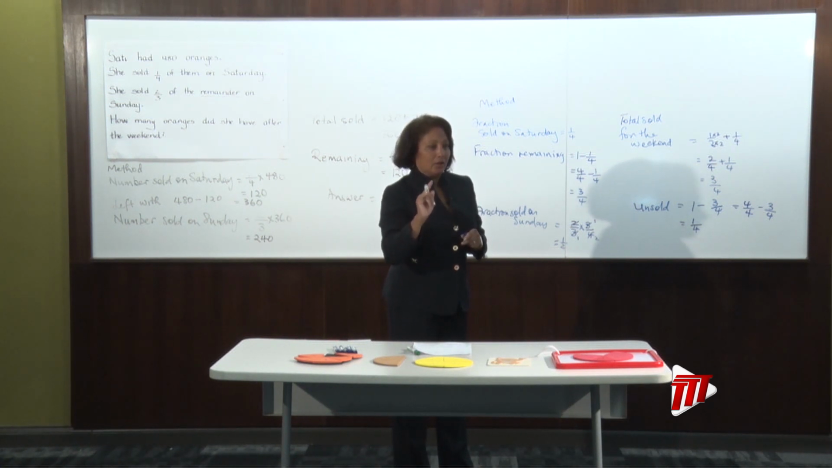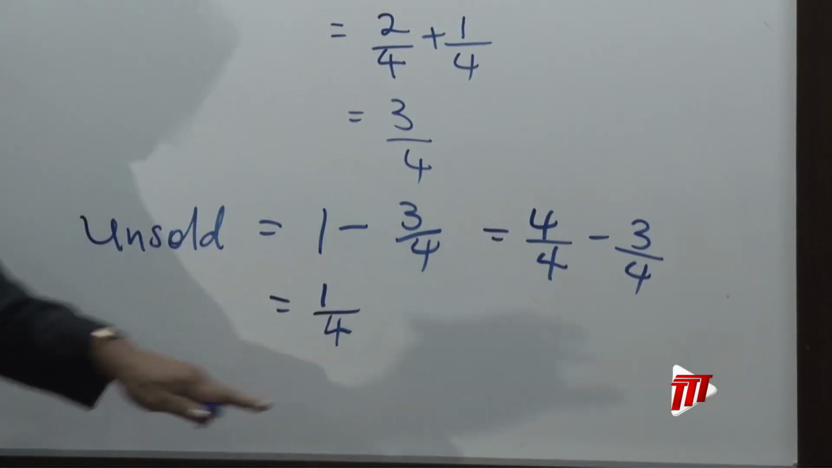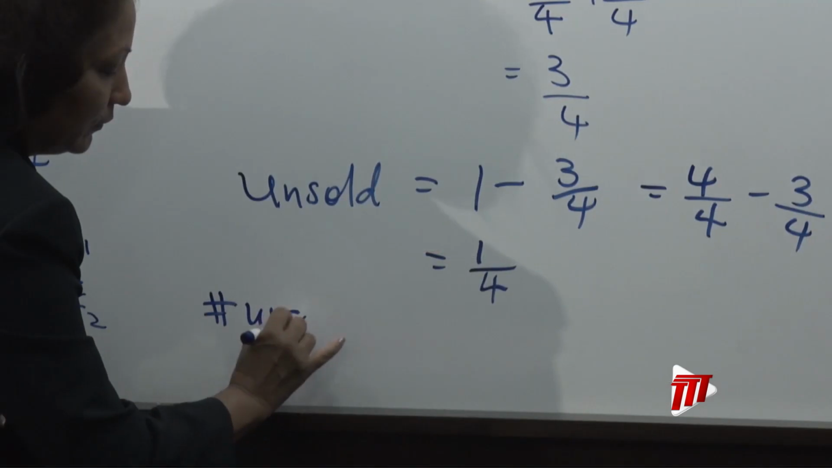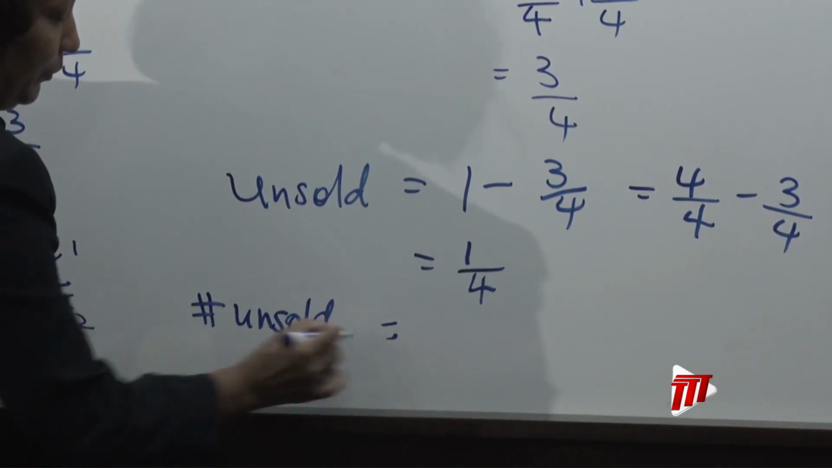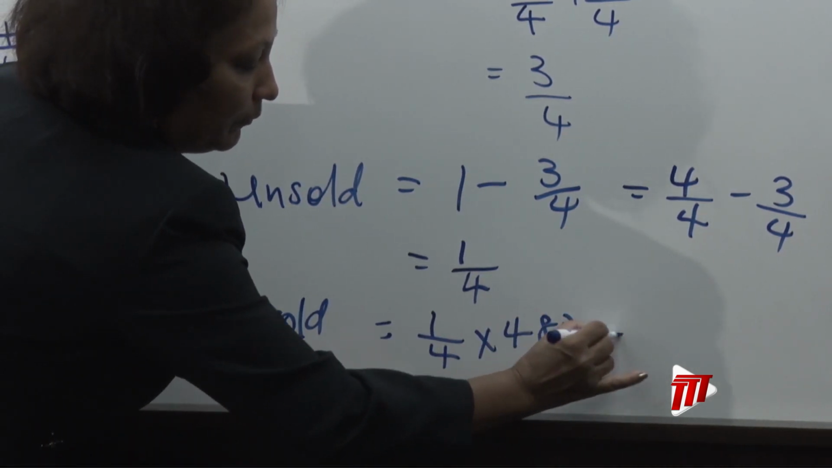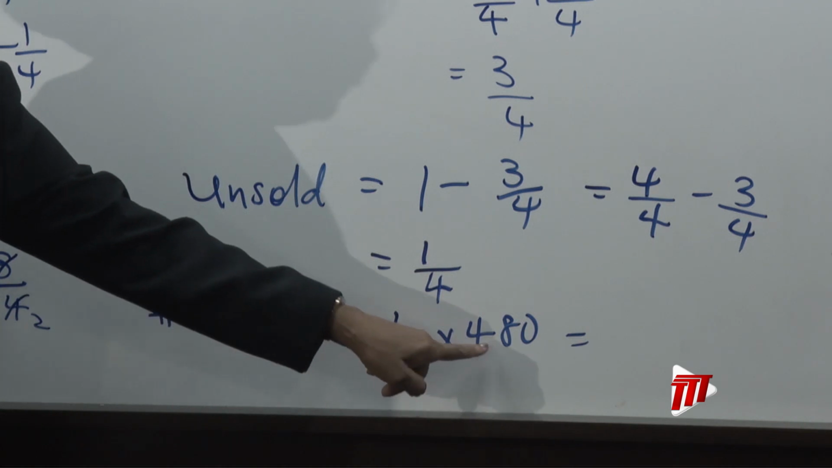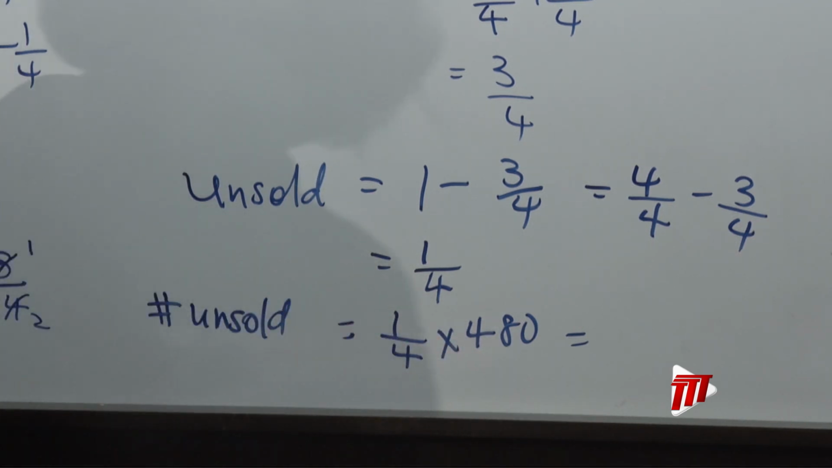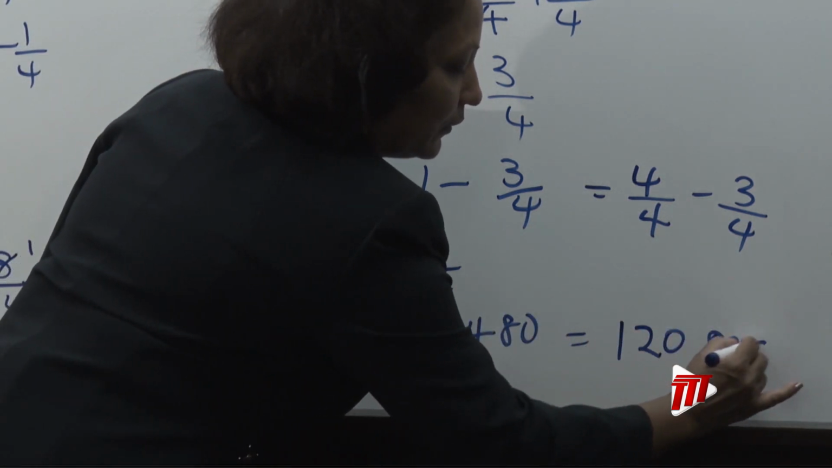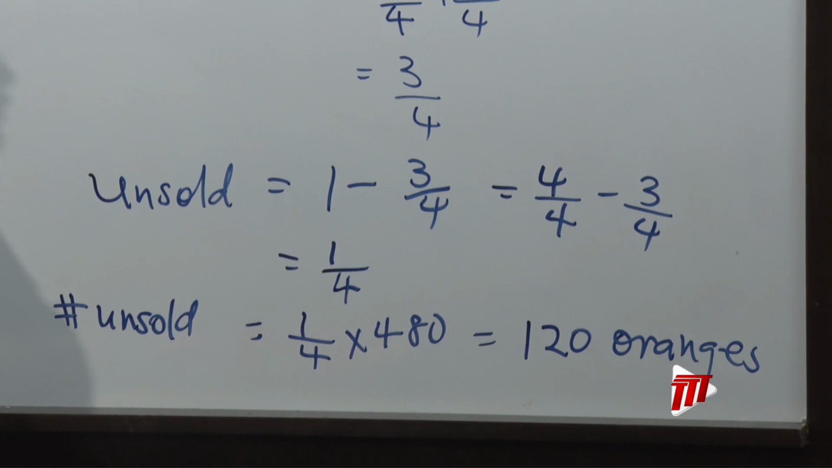How many oranges did she have remaining? So we have to convert this quarter into a number. So the number unsold would be a quarter multiplied by 480. Nice numbers. 4 into 48 would give me 12. So you have 120. 12 here with a 0. So you have 120 oranges. So this is your answer. Your answer would be 120 oranges.